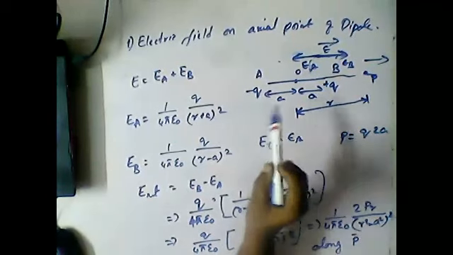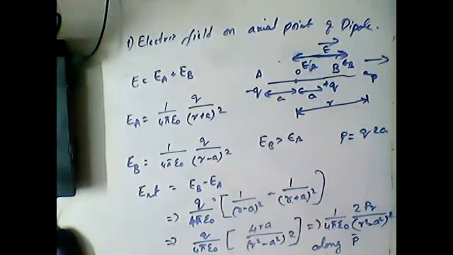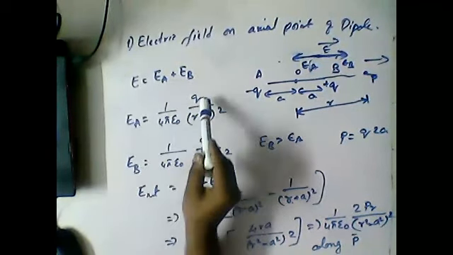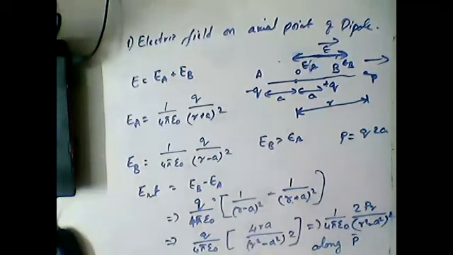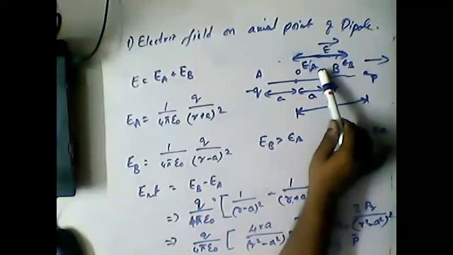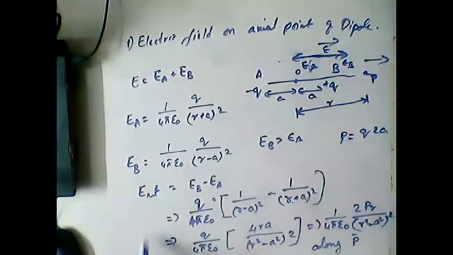Once again, very simply: whenever a system of two particles is there, we know that the electric fields will be added up, EA plus EB, where EA is equal to 1 by 4 pi epsilon q by r plus a whole square. We already know that the direction of the electric field for a negative charge is always opposite to that of the positive charge. So I can write E net is equal to EB minus EA. Why EB minus EA? Because EB is greater when compared to EA. So we can write it as q by 4 pi epsilon, 1 by r minus a whole square minus 1 by r plus a whole square.